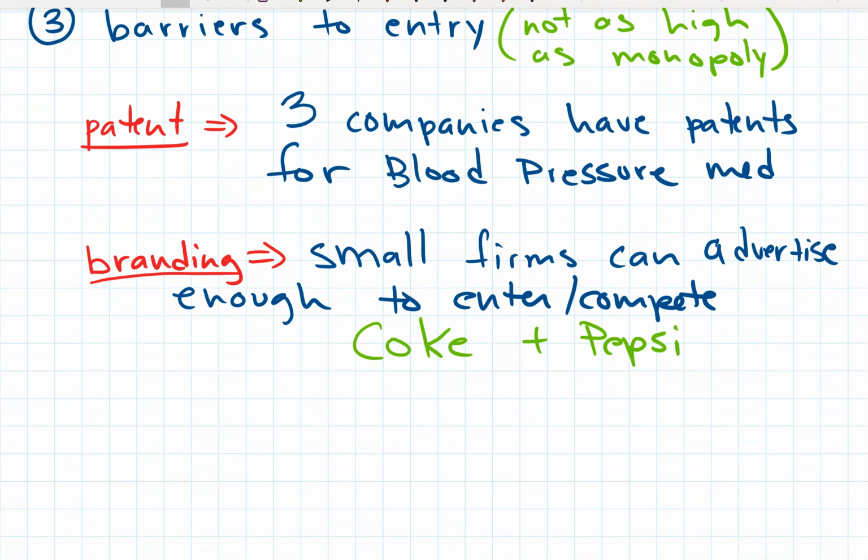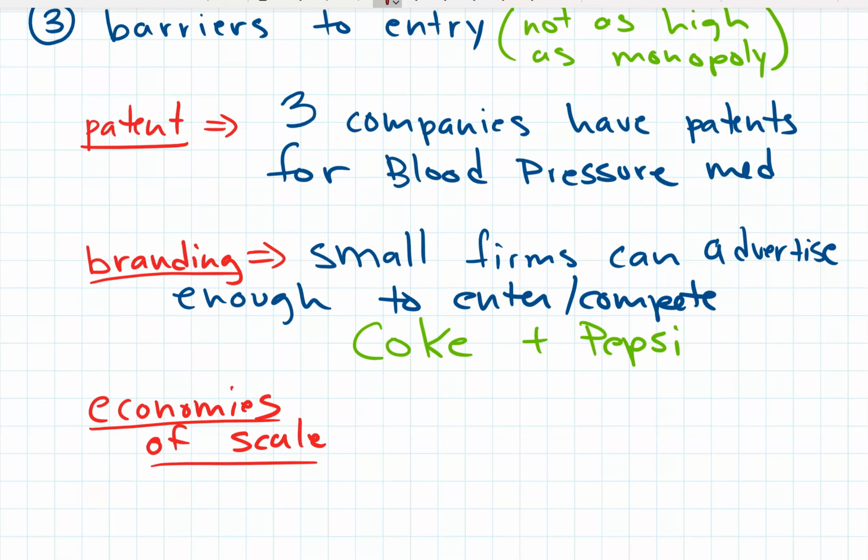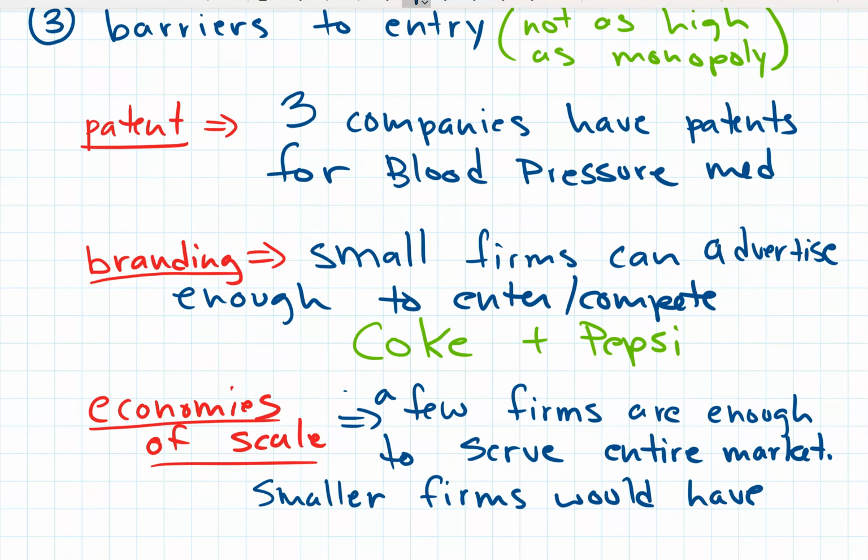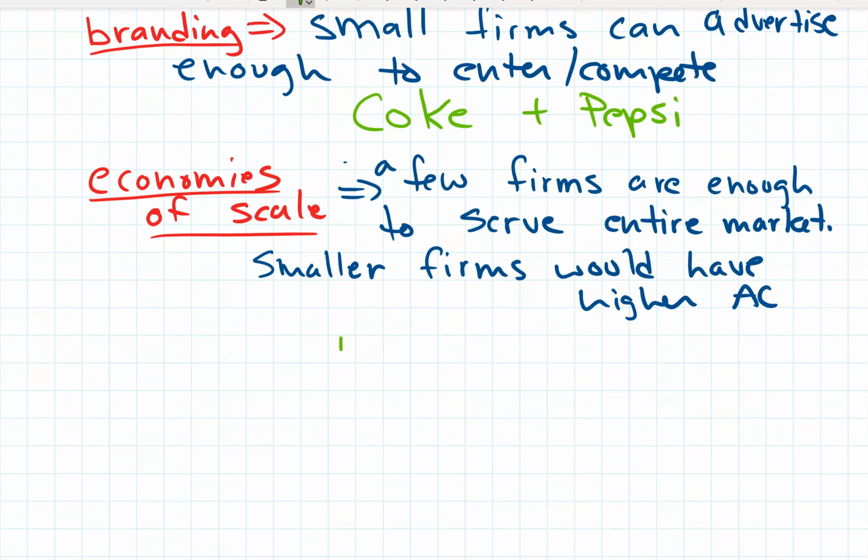The third one we're going to talk about here, and we could do more, is something we talked about before, and that's economies of scale. Remember, economies of scale is when the bigger you are, the lower your long run average costs are. So just a few firms, like 4 or 5, are enough to serve the entire market. Basically the minimum size for a firm is large, and once you have a few of them, they can serve the entire market. Smaller firms have higher average cost.